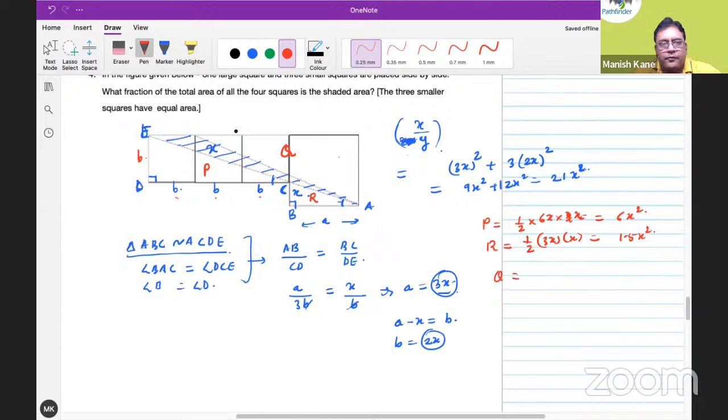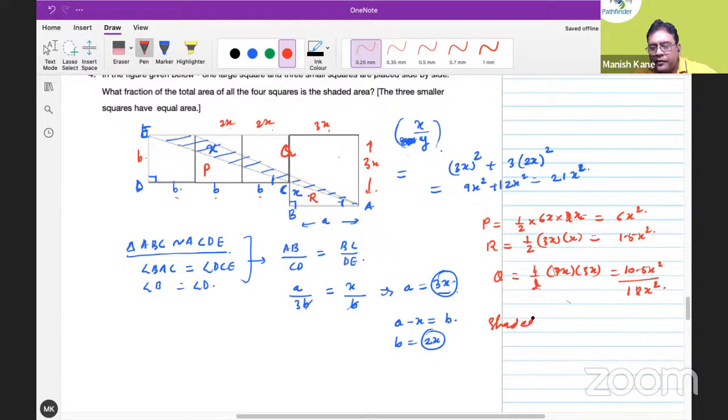And region Q, this is 2x, this is 2x, this is 3x and this is also 3x. So what do you get? 3x, 5x, 7x. So half of 7x into 3x, which means 10.5x square. What is the total area? 12 plus 6, 18x square. So obviously, what is the shaded area? Shaded area must be total area 21x square minus 18x square, which is 3x square.